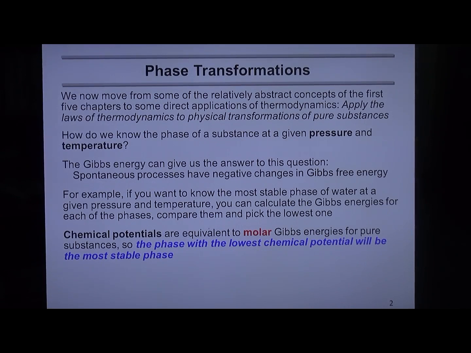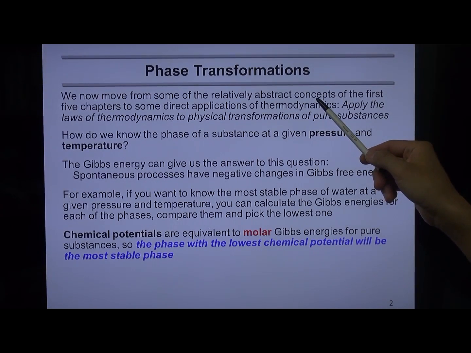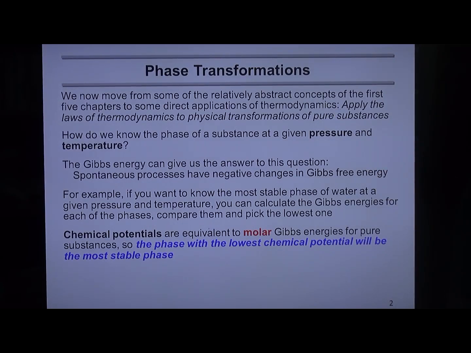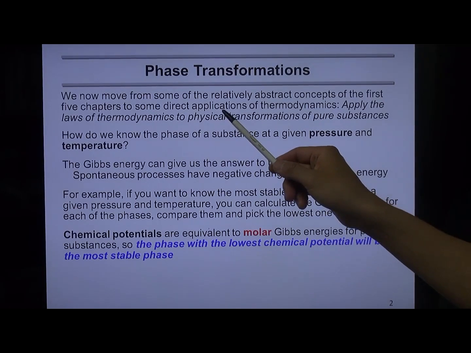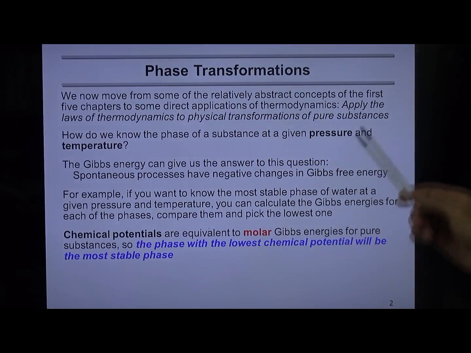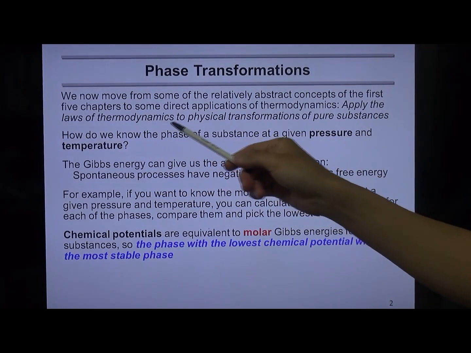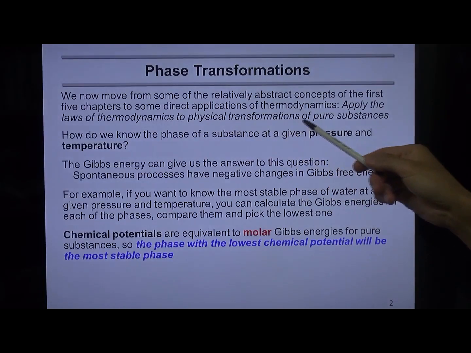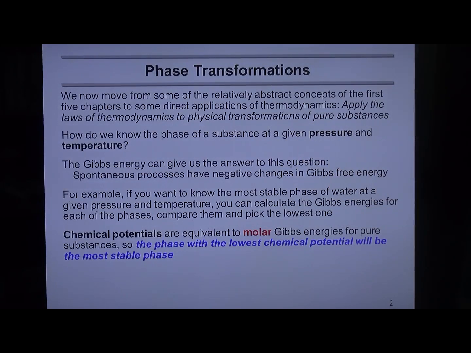So up to here, up to chapter 3, we learned about many different concepts in thermodynamics, right? Many different formulas, many different variables, etc. Their relations, right? From chapter 4, we'll do real applications, and simple ones, right? So we'll apply the laws of thermodynamics to physical transformations of pure substances. That's the most simple application of thermodynamics.